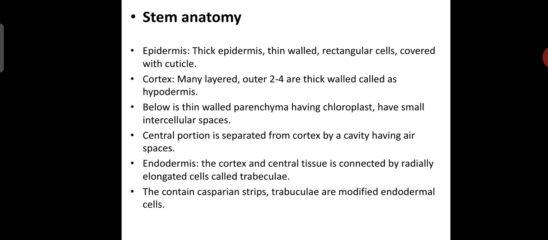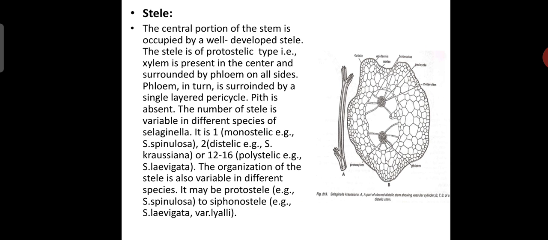Very important point. They contain Casparian strips. Trabeculae are modified endodermal cells. Next comes the stelar region. The central portion of the stem is occupied by a well-developed stele. The stele is of protostelic type.